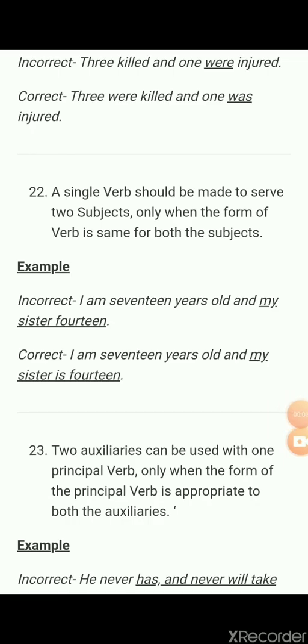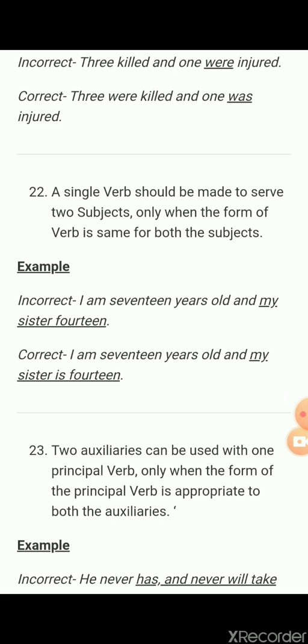Incorrect sentence: "3 killed and 1 were injured." Okay, so two subjects are there. Correct: "3 were killed and 1 was injured." Numbers were different. When there is a difference between two subjects number-wise, then you need to provide two verbs according to their subject's number. This is the rule only.